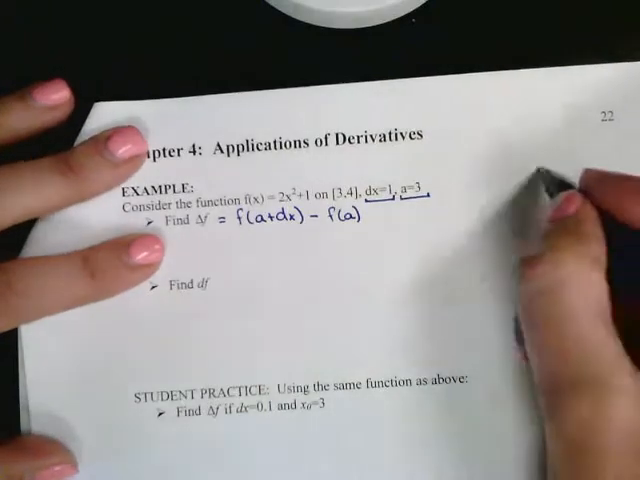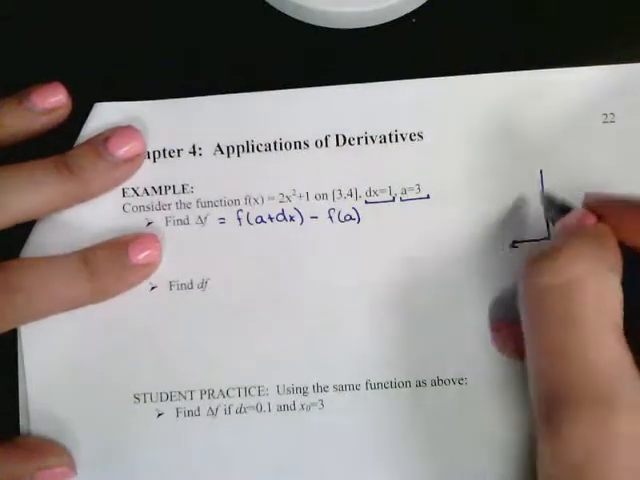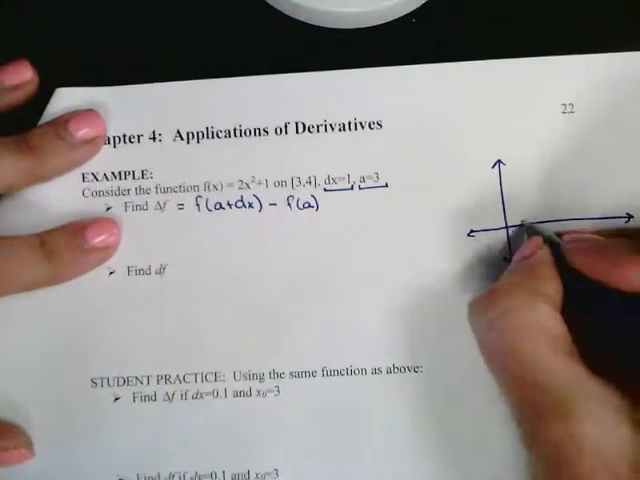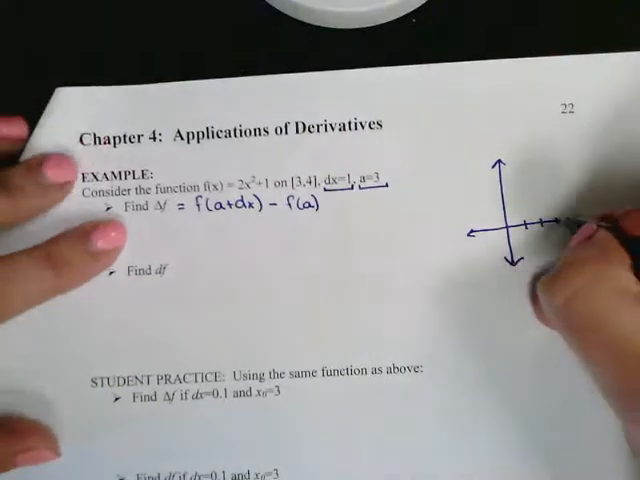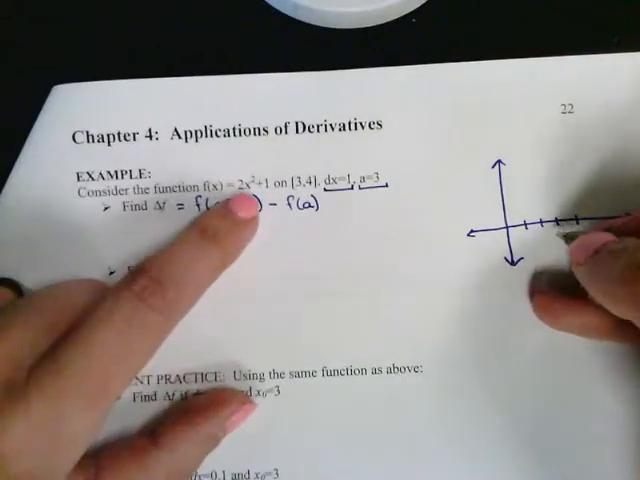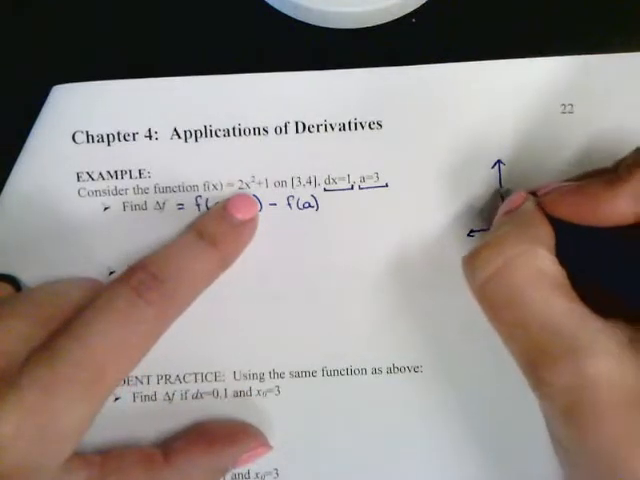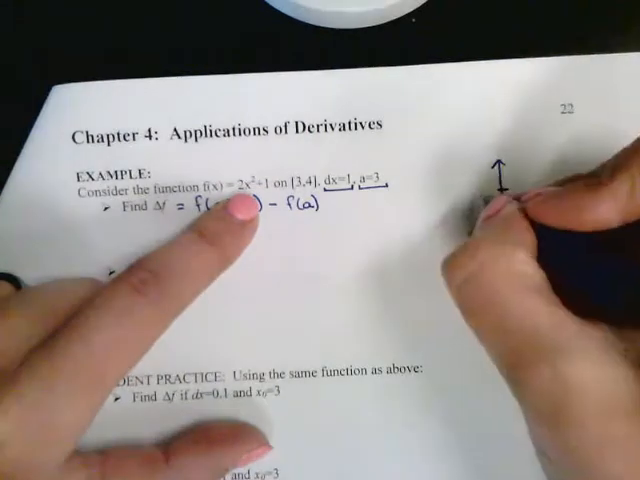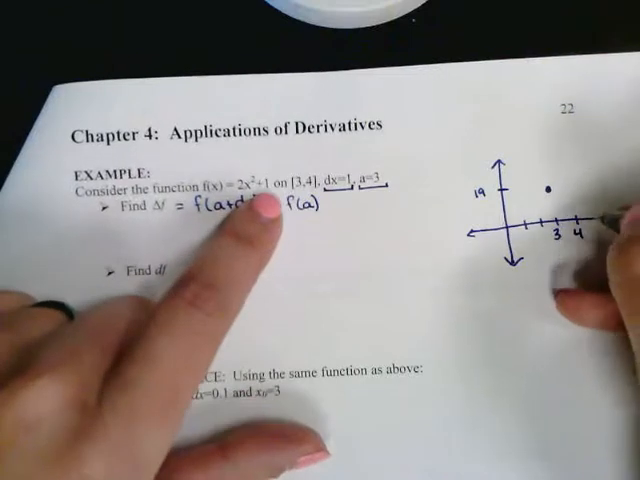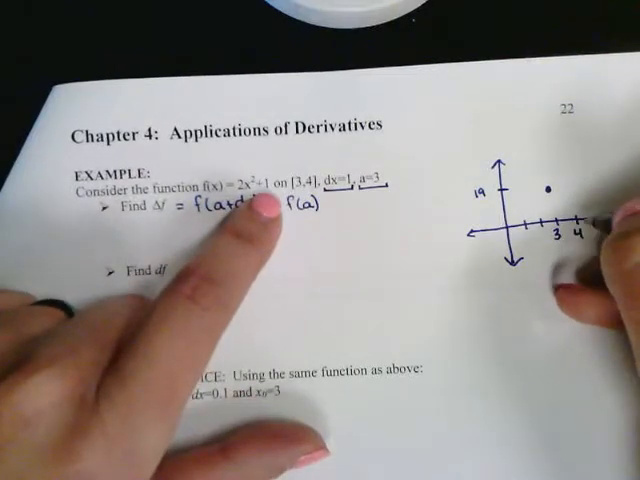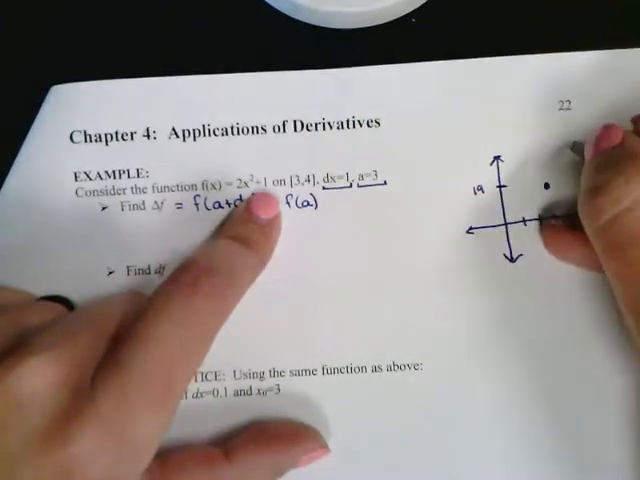Alright? So if I graph this function from 3 to 4, and that's all I'm going to worry about is that domain. So at 3, we got 19. Let's call 19 right here. And at 4, we got 34. It's all the way up here.